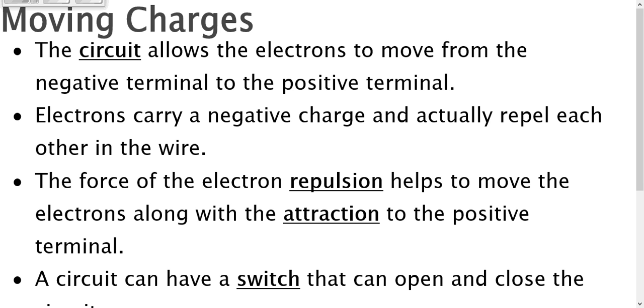So moving charges. The circuit allows for the electrons to move from the negative end of the battery to the positive end of the battery, the negative terminal to the positive terminal. Electrons carry a negative charge, and when we separate them and they're all bound up at that negative end of the battery, they're actually repelling each other. So once there's a path or circuit for them to flow through, part of the reason they'll move is because they're repelling away from each other in that wire and from that negative end. So that force of the electron repulsion helps to move the electrons along, and then they're also attracted to that positive end of the battery.